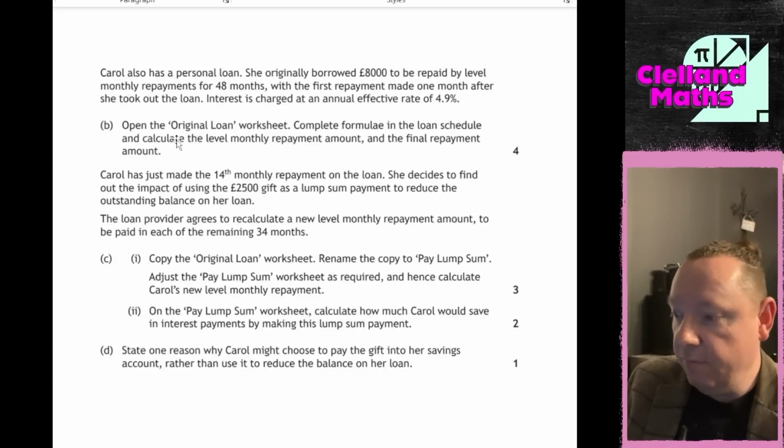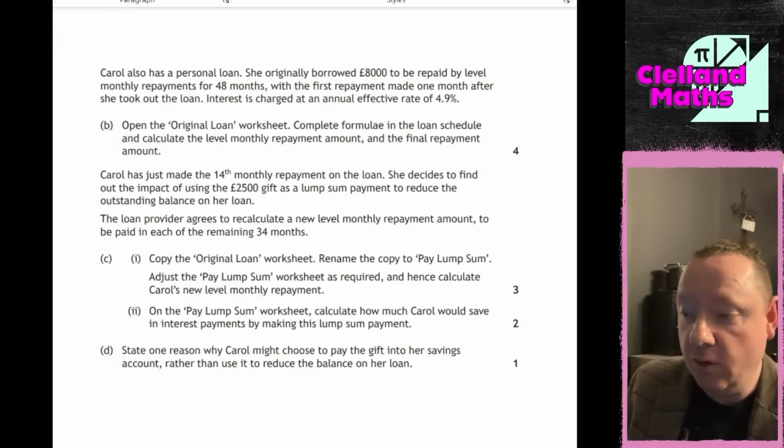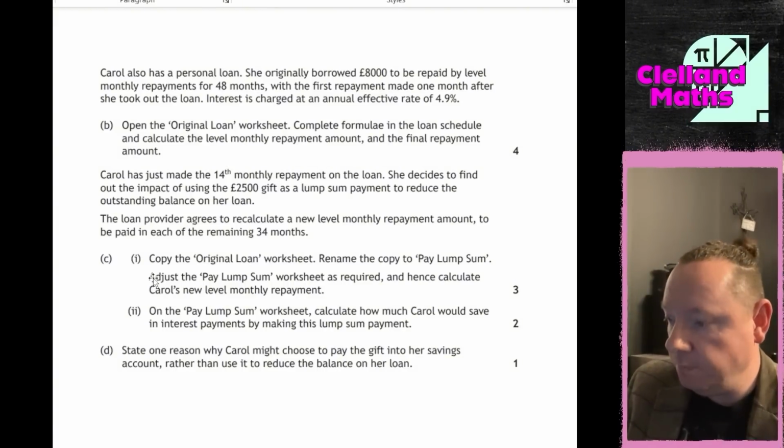And then let's go back to the question and see what it was asking us. We have a monthly repayment and final repayment amount. So I've done that. We got £183.28 for the final and 183.49 for the level monthly repayment. Next part of the question.